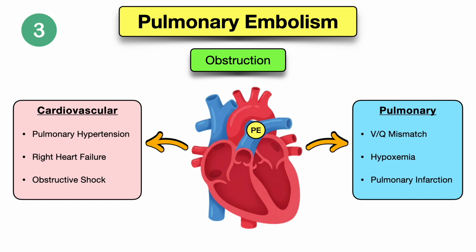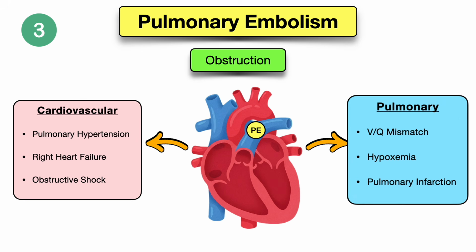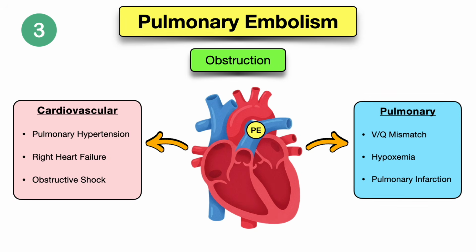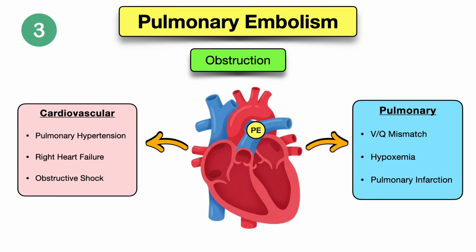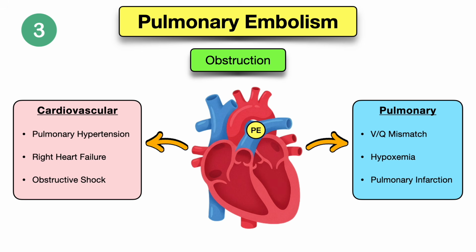which is step 3, the blockage or obstruction. The blood clot is now lodged in the arteries in the lungs. This will have pulmonary consequences, and it will have cardiovascular consequences. There are 3 main consequences to each. Let's walk through each one, starting with the pulmonary consequences.